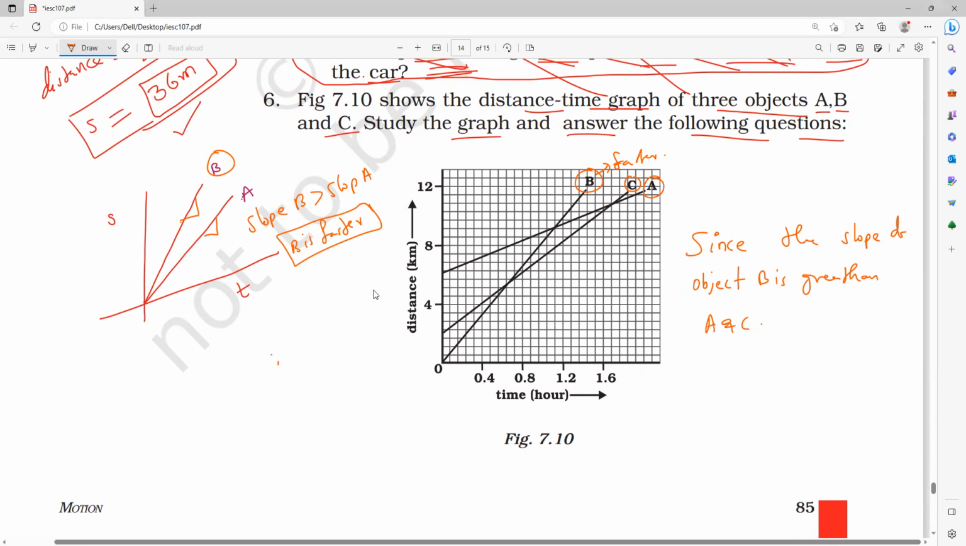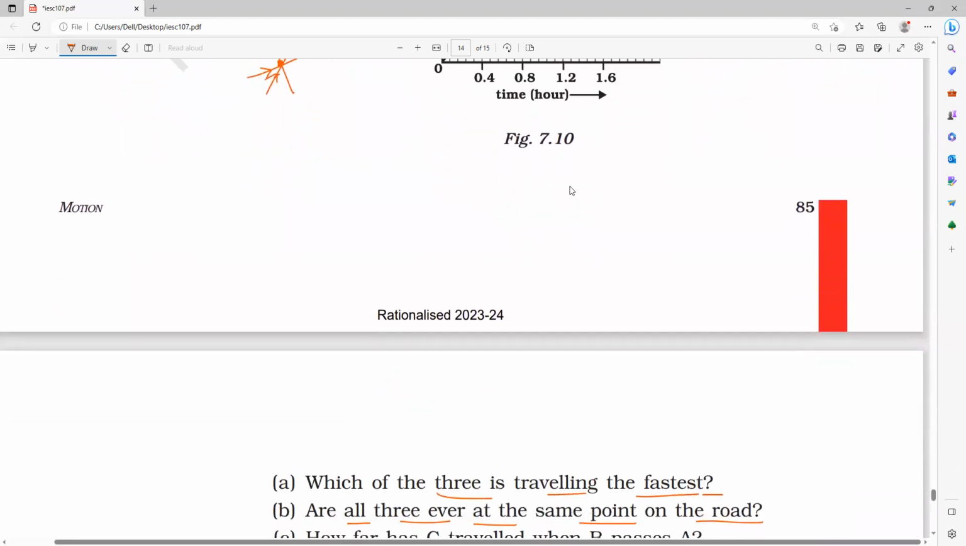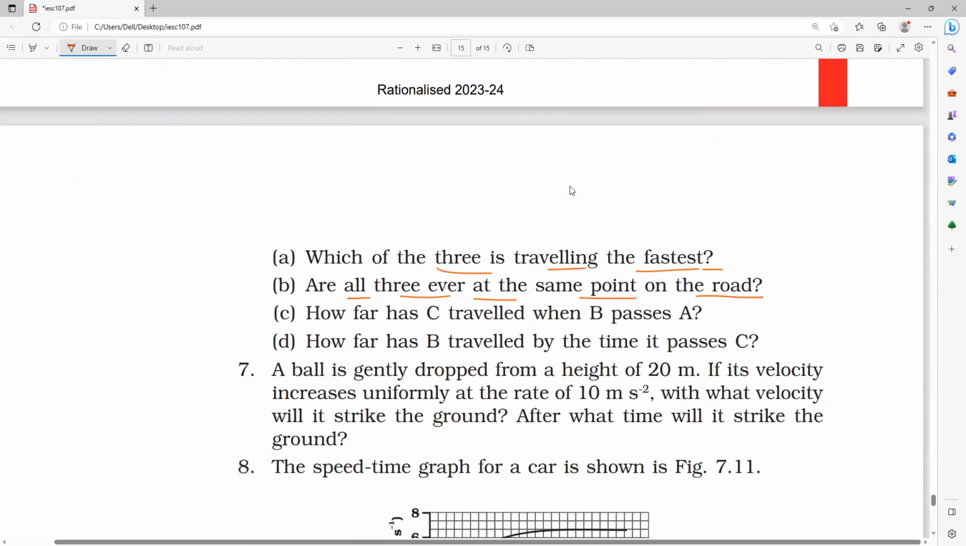Same point means, for example, like this. Are any three bodies meeting at the same point? No, sir, body one, body two, body three are not meeting anywhere. So that is why the answer is no. They never met at the same point on the road. Is it okay, guys? Because there is no common intersection. Yes or no, guys?